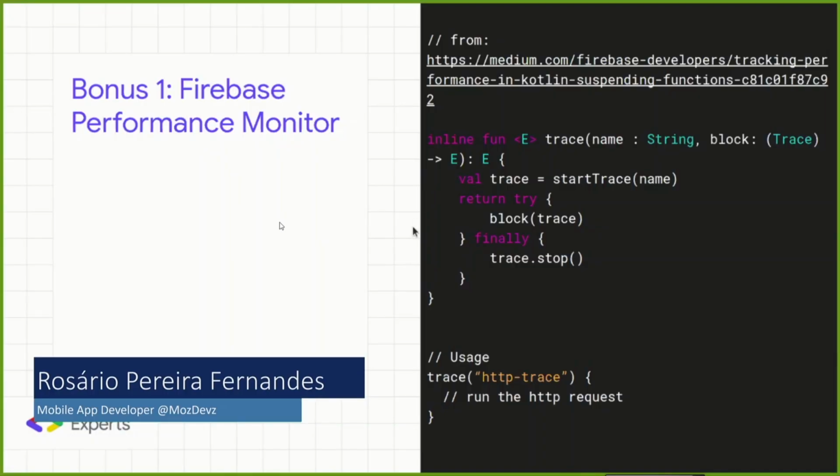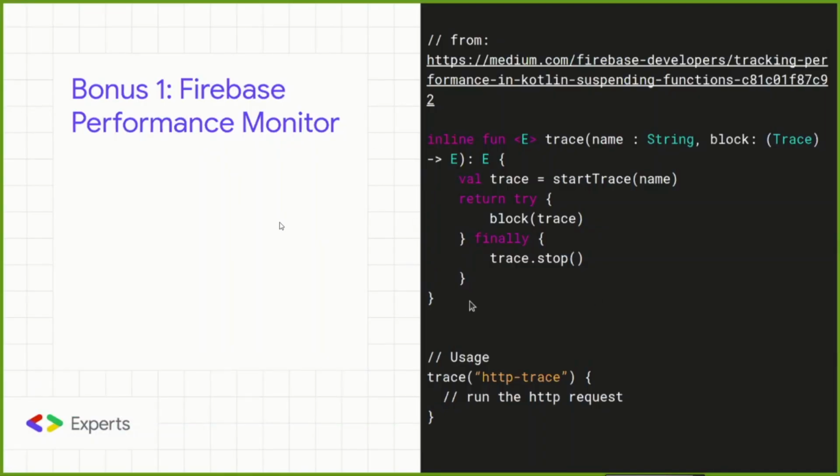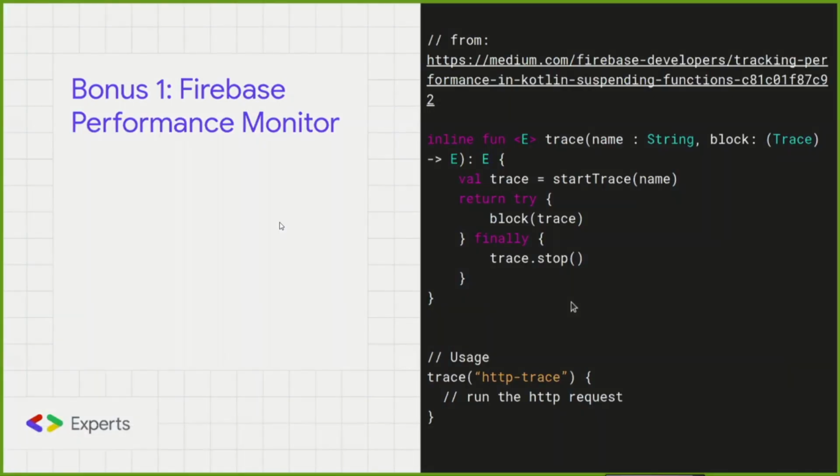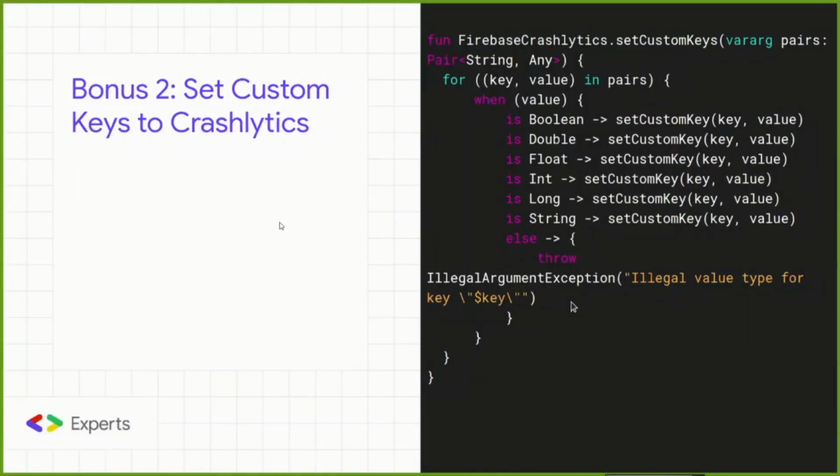So here's a few extras. I don't think those are big changes, but there are small ones that can help in a way. If you're using Firebase performance monitoring, there's one interesting function that I found on this blog post by Part. It basically starts a trace with a name and then stops it at the end of the function. So you can go ahead and read that blog post. It's really nice. Then we have a second one that I find interesting.